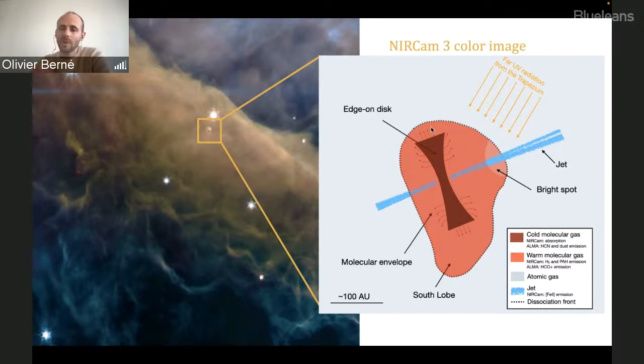And these photoevaporation flows are extremely important because it is believed that this mechanism of photoevaporation is one of the main mechanisms for protoplanetary disks to lose mass. And hence, this mechanism puts a limit on the time scale for the formation of planets in protoplanetary disks. So this is really the first time that with JWST and ALMA combined, we can look in detail at such a photoevaporation flow.